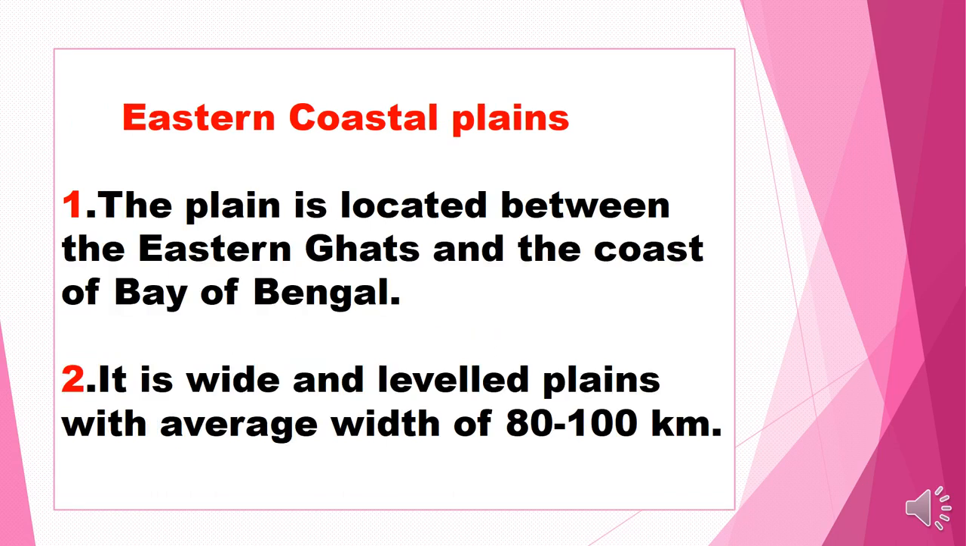After that, the Eastern Coastal Plain. This plain is located between the Eastern Ghats and the coast of the Bay of Bengal, because it lies in the eastern part of the country. It is a wide and level plain with an average width of 80 to 100 kilometers, because there is a bigger gap between the Eastern Ghats and the Bay of Bengal. So we can say that it is wider than the Western Coastal Plain.